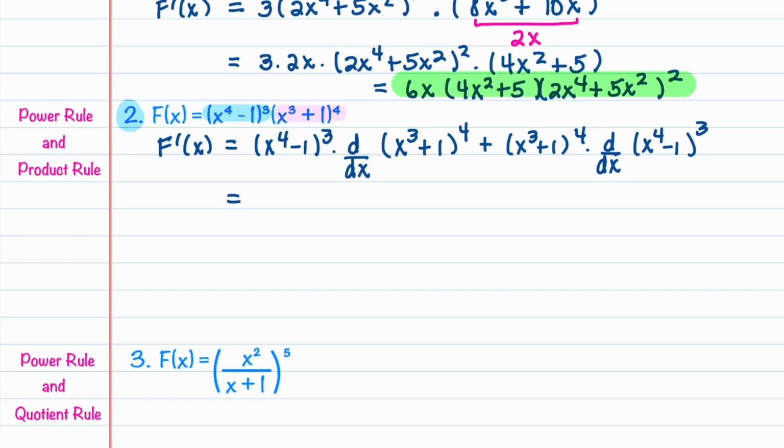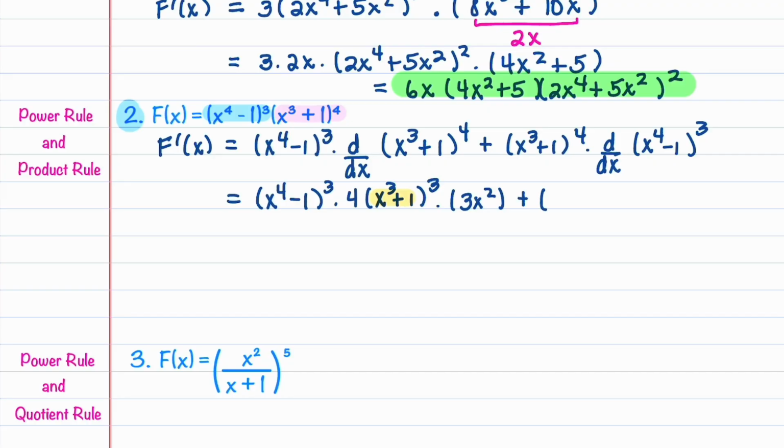Now we're going to use the chain rule. We have the first term, x to the 4th minus 1 cubed. Using the chain rule for this derivative, we bring down the 4, and then we have an x cubed plus 1. Subtract 1 from the 4, and that's 3. Now we have to multiply by the derivative of what's inside, and that is 3x squared. Now let's go to the second piece.